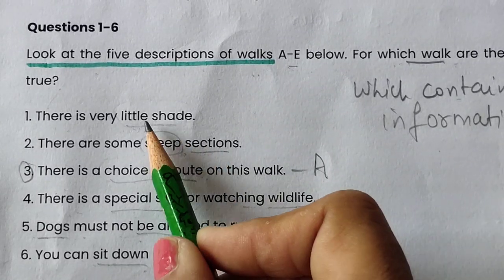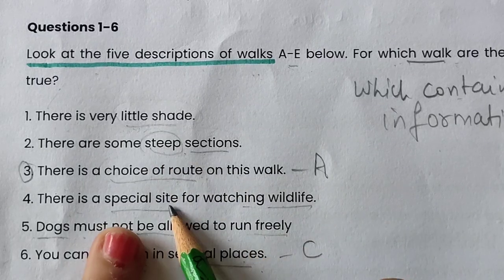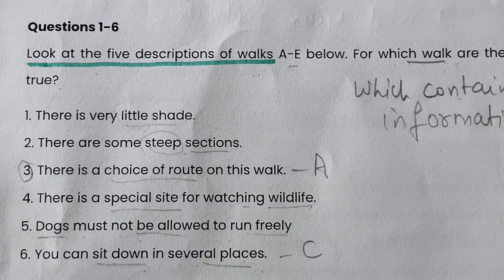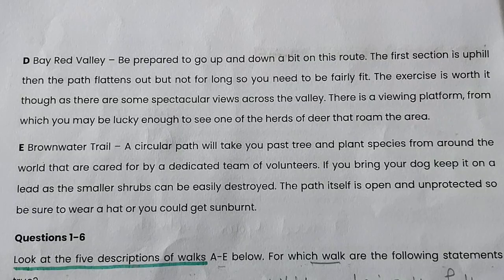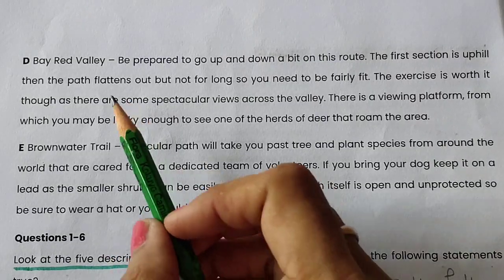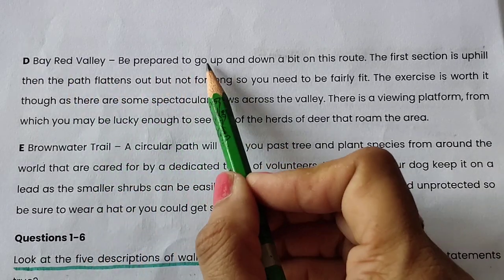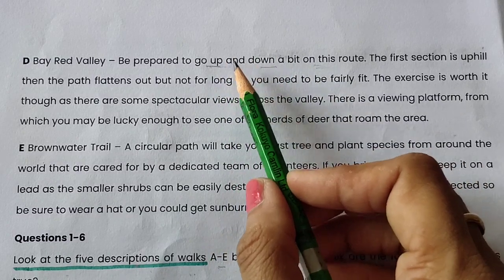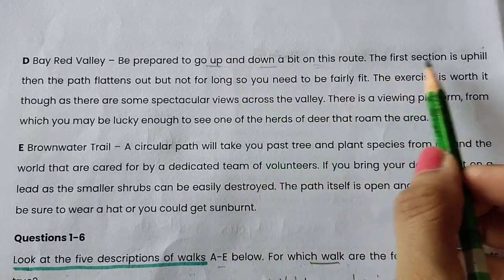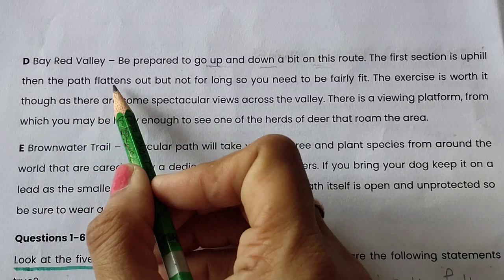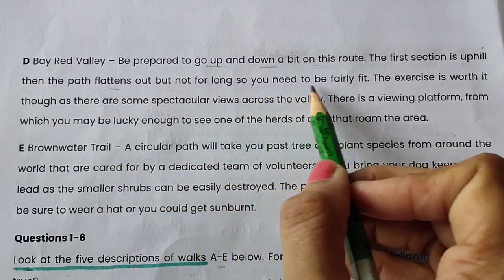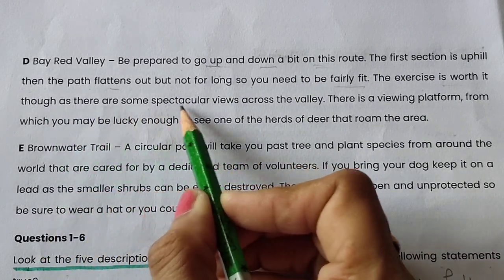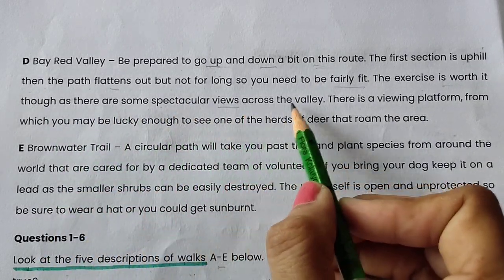And nothing is matching: little shade, some steep sections, special site for watching. No, nothing is given like that. Let's read D paragraph. Now it is easily visible. Bay Red Valley, be prepared to go up and down a bit on this. Up and down, yes, I understand, means hilly area. The first section is uphill, then the path flattens but not for long, so you need to be fairly fit. The exercise is worth it, though, as there are some spectacular views across the valley.